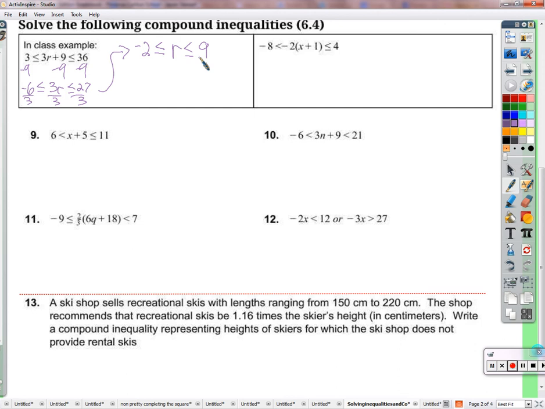Let me just jump to number 10. So first, what do we do first? Minus 9 on all three sides. Remember, negative 15 is less than 3n, less than 12, and then divide by 3.